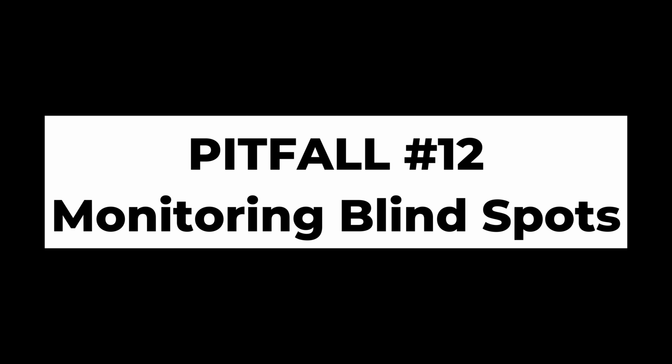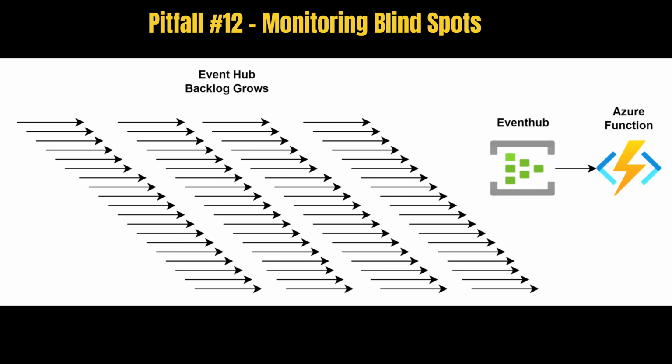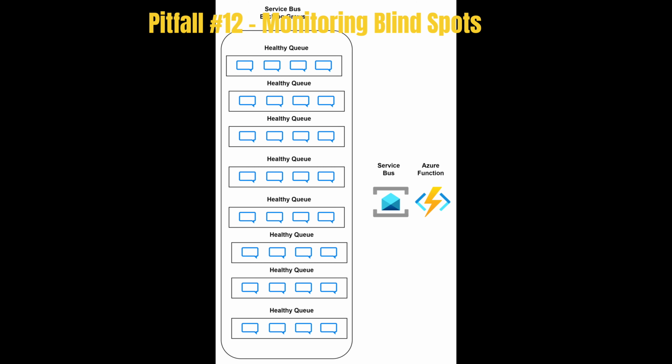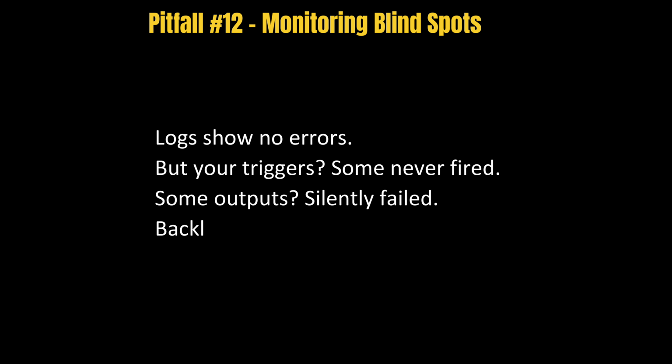So, you have your Azure Functions dashboard, which shows healthy. Meanwhile, the Event Hub backlog grows. Service Bus queues pile up. Your functions appear healthy. Logs show no errors. But your triggers? Some never fired. Some outputs silently failed. Backlogs grow. Users complain. Welcome to monitoring blind spots, the invisible failure.